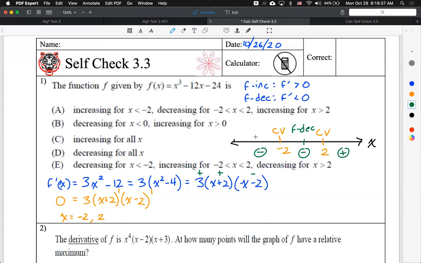Therefore, wait a sec, that's not jumping. There we go. Positive everything left of -2. And we're trying to figure out what is happening here. So increasing for x is less than -2, decreasing between there, and then increasing. This is literally describing this graph right here. The correct answer here is A.